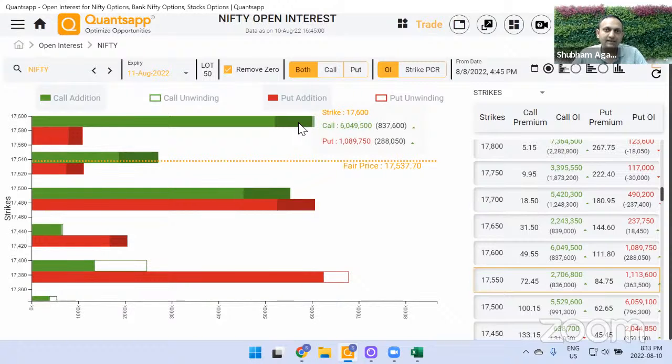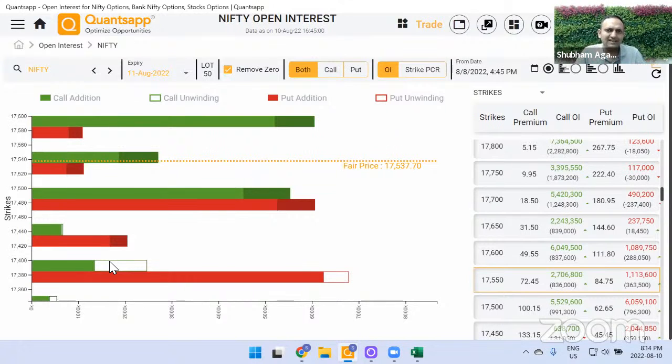So what is happening inside this open interest data? Maybe sometime I will try to do a webinar specifically on open interest, if that could be of interest for the people, right? But if I just look at this data right now, and if I read it properly, a lot of people look at the data on the upside, whether the call writers on the upside are trapped or not.